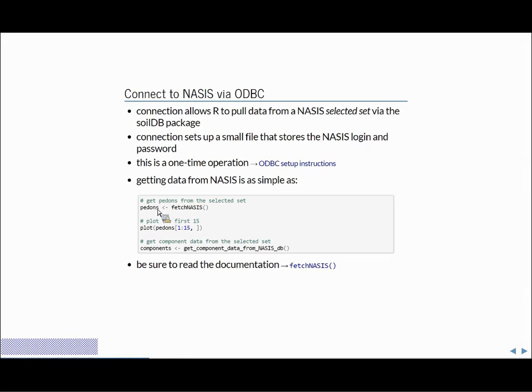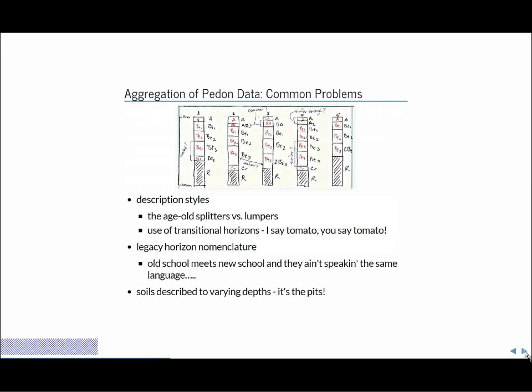After you've set up an ODBC connection, all you have to do is enter these commands, such as we have here, paste them from the presentation, and run a fetch command. It'll automatically detect your ODBC connection, and you're able to read data straight out of NASIS into R. You can also read component data, and there's a host of functions as well. So with that, I'll turn it over to Jay.